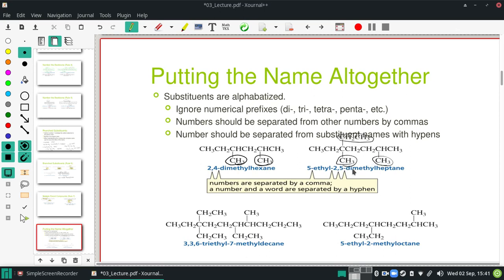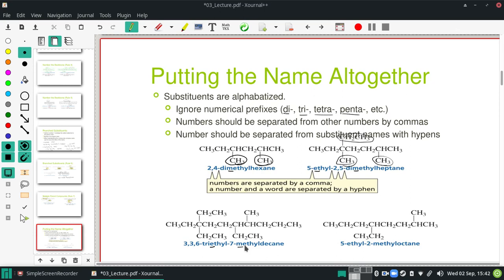And a lot of people want to do that where, well, D comes before E, so this dimethyl should be first. The reason we don't do that, these numerical prefixes aren't talking about the substituent, they're talking about how many they are. And when we alphabetize, we want to alphabetize by what it actually is. So we are alphabetizing by what it actually is. And that's why E comes before M always. Doesn't matter what the prefix is.